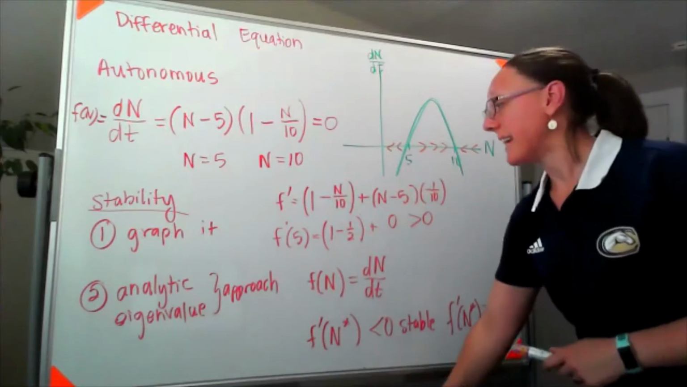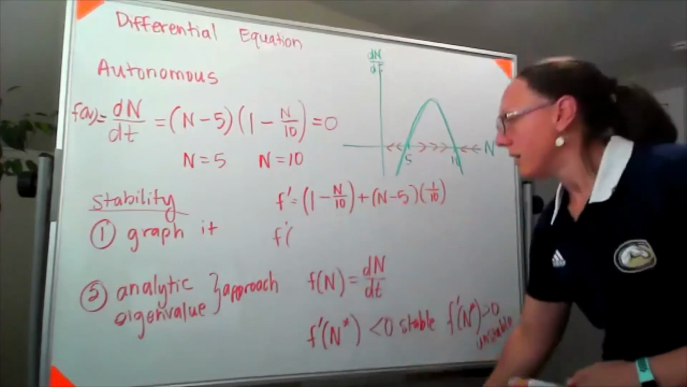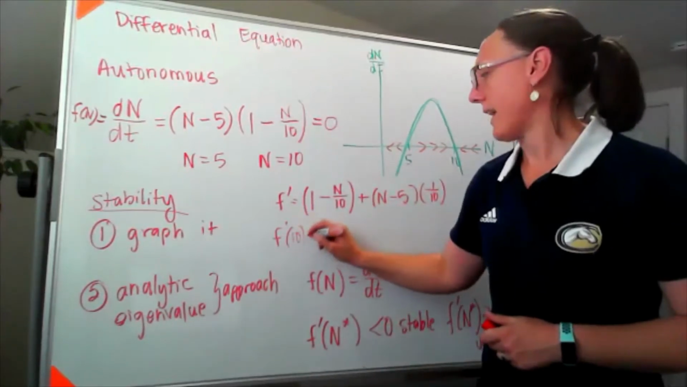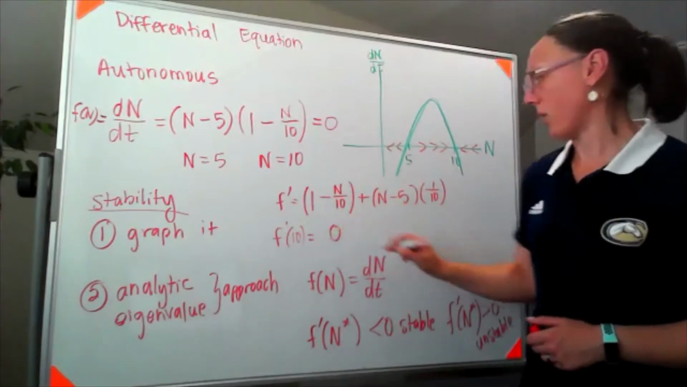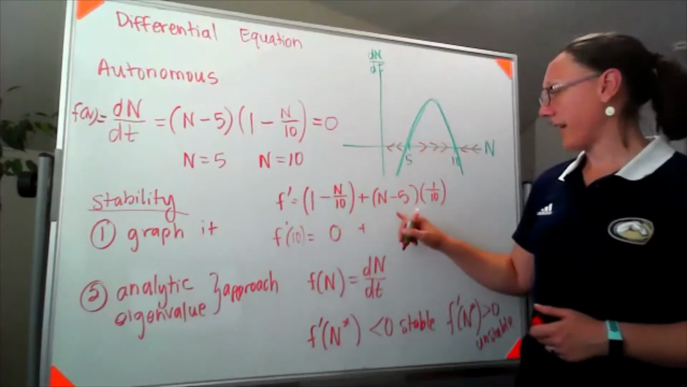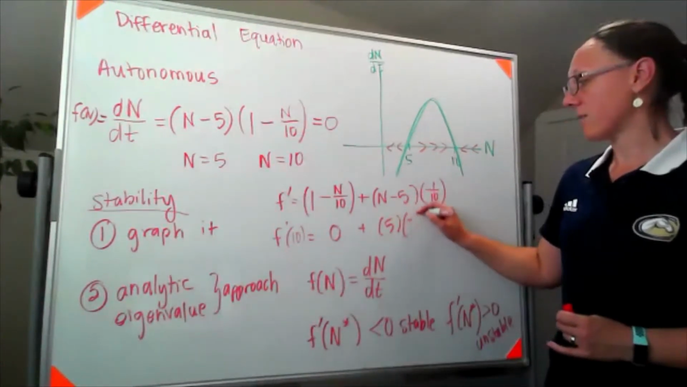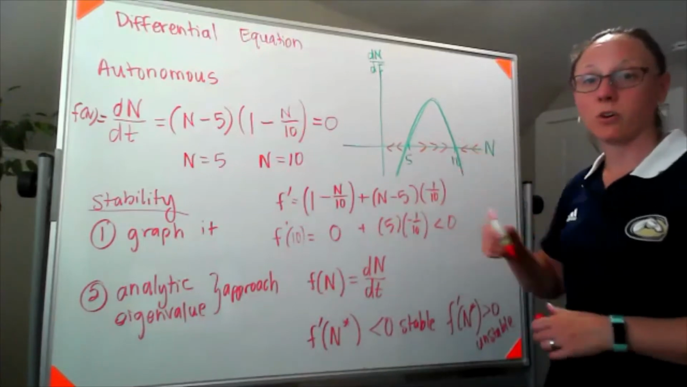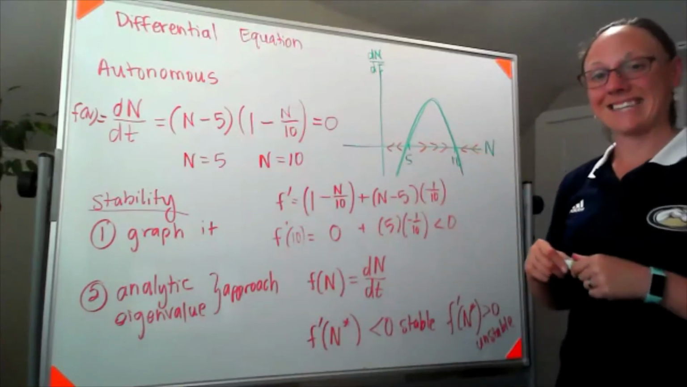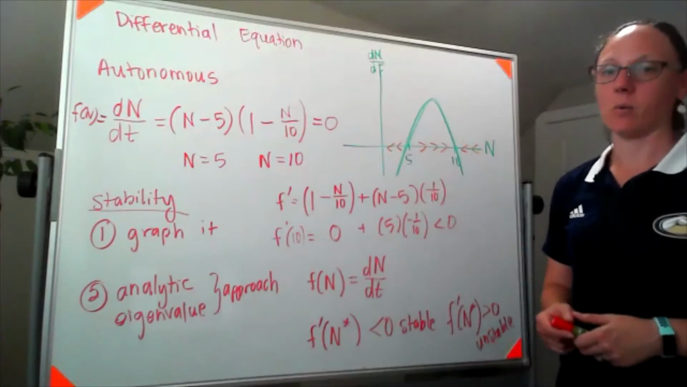If I repeat this and plug in the 10, that'll be 1 minus 1, so that part will be 0 now. And over here, 10 minus 5, so that's 5 times negative 1/10. So yeah, that's less than 0, so we draw the same conclusion. 10 is a stable equilibrium, whereas 5 is an unstable equilibrium.